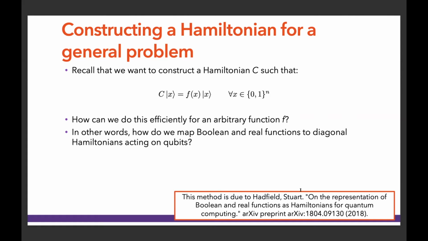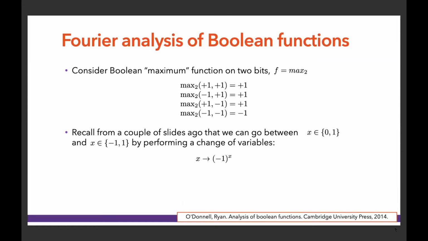And what I'm going to talk about briefly on the next few slides is a method from this paper by Stewart, which shows this nice existence proof essentially. But in practice, this is more theoretical and has to do more with showing that there exists such a mapping. Okay, and the technique that we're going to use is Fourier analysis of Boolean functions.